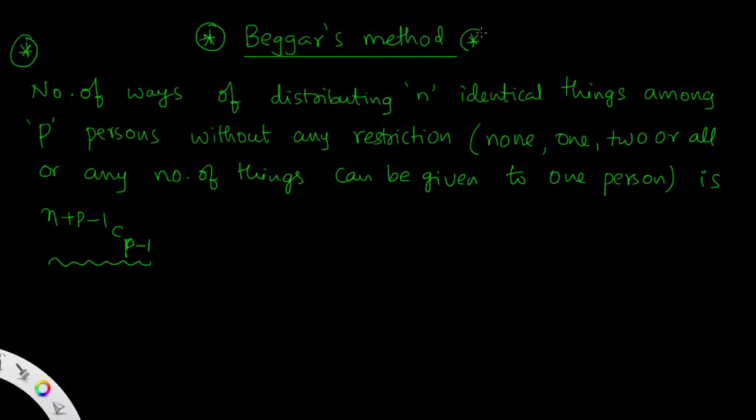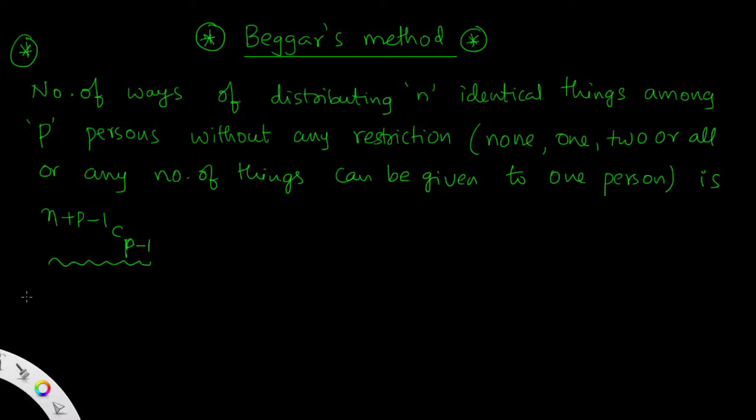The name is like that, beggar's method. A beggar can be given anything you want to give: 0 coins, or 1 coin, or 2 coins, or anything, or all, as you wish. Similarly here, totally n identical things are there among p persons, without any condition, and any number can be given to one person. The formula is n plus p minus 1 C p minus 1.